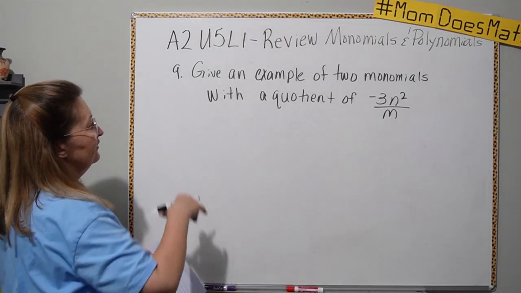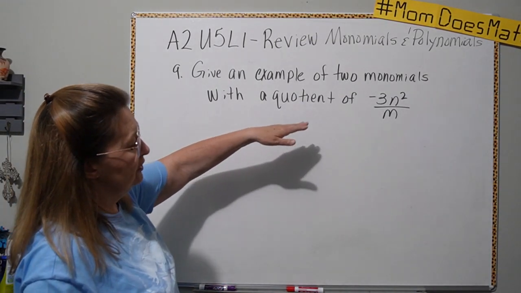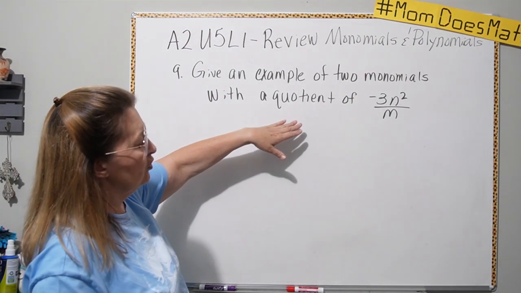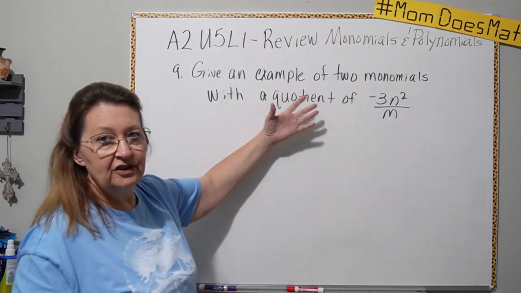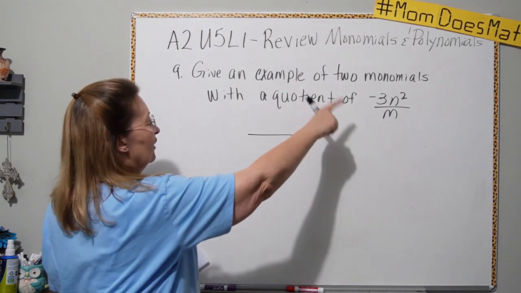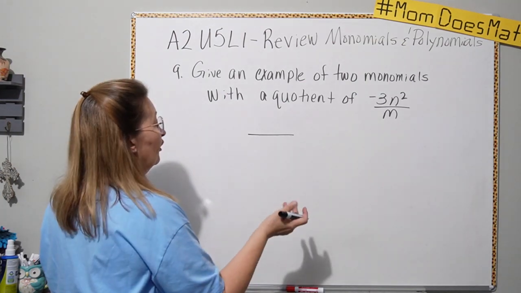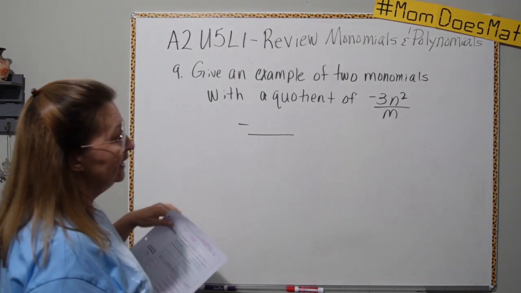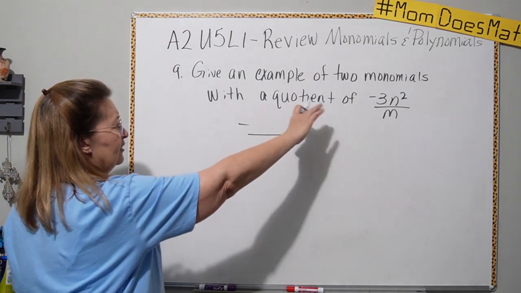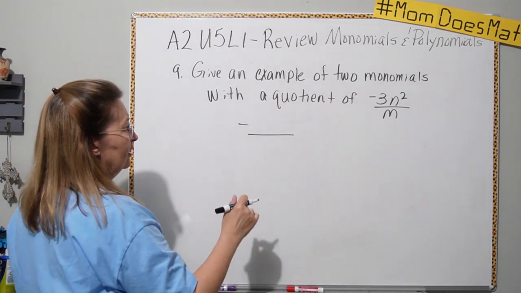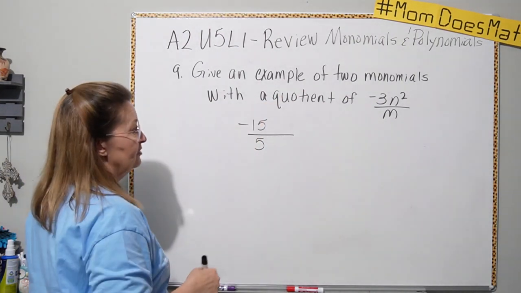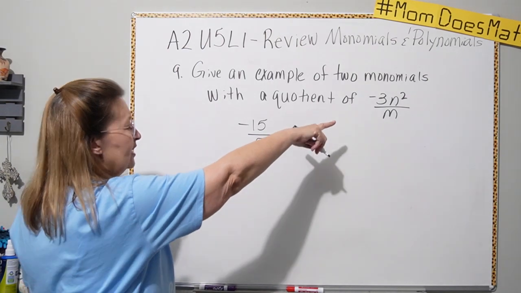Okay, number 9 says, give an example of two monomials with a quotient of -3n squared over m. So two monomials with a quotient means divide, which is just a fraction. So they want us to write a fraction that if we reduced it down, we would get that. So first of all, one number is going to have to be negative for us to have a negative. So what could I put on top and bottom here that if they reduce down, I would get a 3 on the top? Well, how about 15 over 5? That would reduce down.